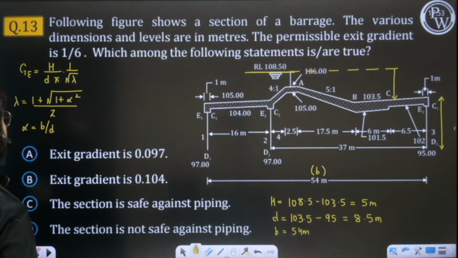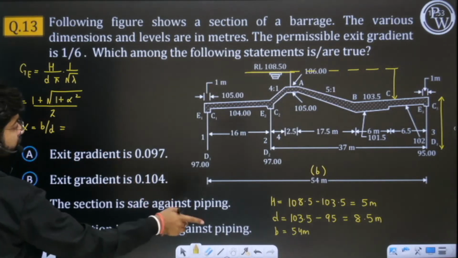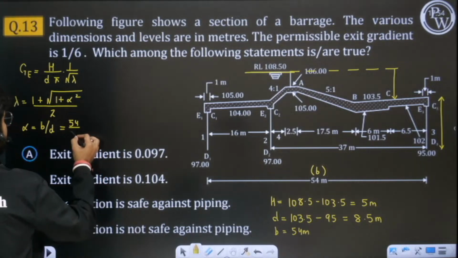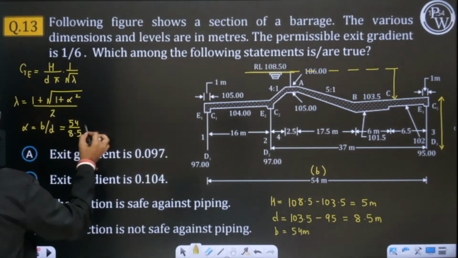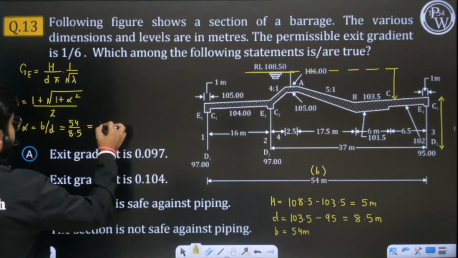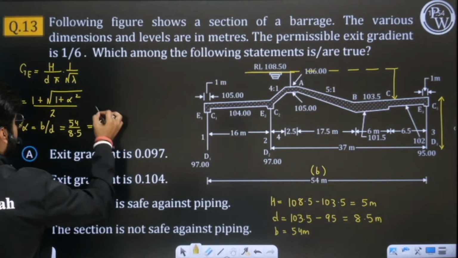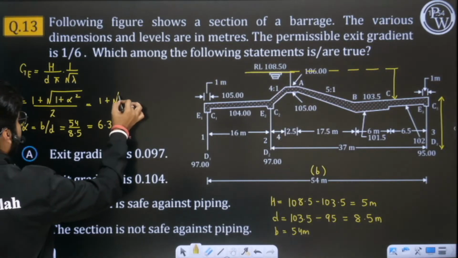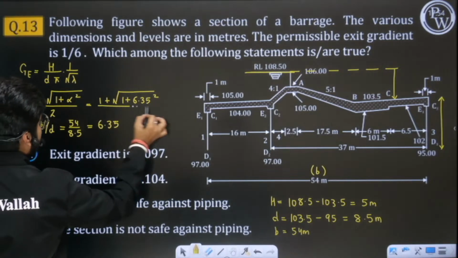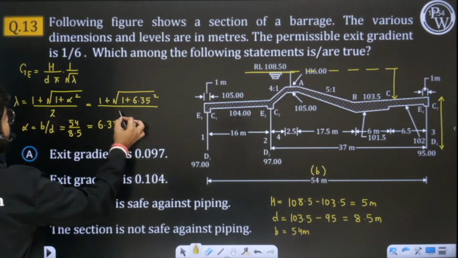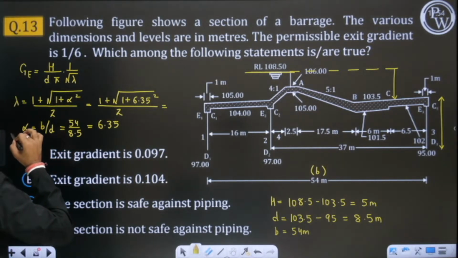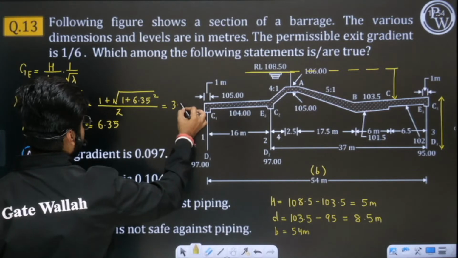So we have the difference in head of water, the depth of downstream pile and the length of the floor. Simply put the values here. Now what will alpha be? Alpha is b by d. B is 54 and d is 8.5. Alpha you will get as 6.35. Now put the value of alpha here: alpha is 6.35, square upon 2. When you solve these values, you will get lambda. Lambda comes out to be 3.716.